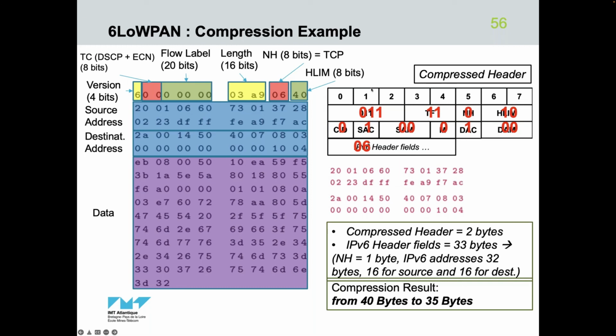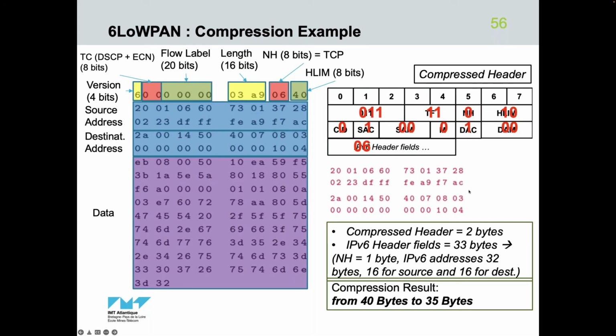Now the problem here actually is the source and destination addresses. Both of them are global, which means we have bad news: we cannot compress them. That's why SAM and DAM are 0, 0, 0, 0, and DAC is 1, 1, which means we will have to send the source and destination addresses completely in line.